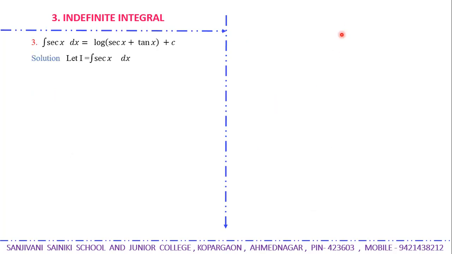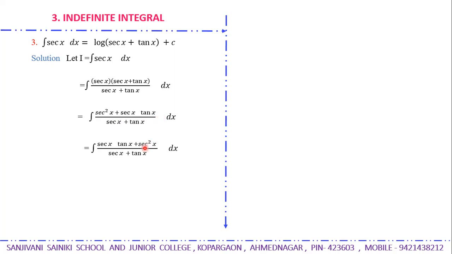The next formula: the integral of sec x is log of sec x plus tan x plus c. So take the integral of sec x. Here we have to multiply and divide by sec x plus tan x. Then multiplying sec x inside this bracket, you will get sec square x plus sec x into tan x. Now if you see carefully, this numerator is actually the derivative of the denominator, because the derivative of tan x is sec square x and the derivative of sec x is sec x into tan x.